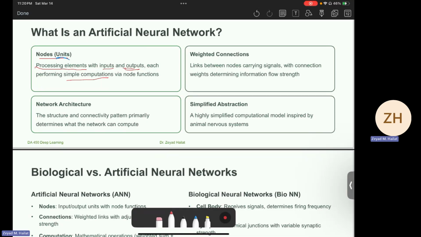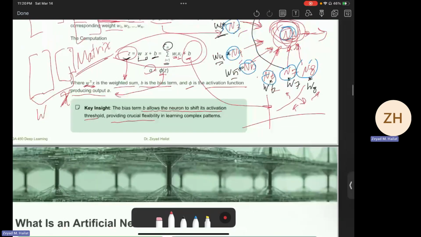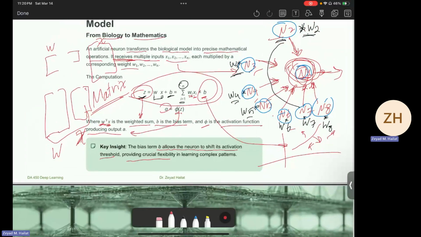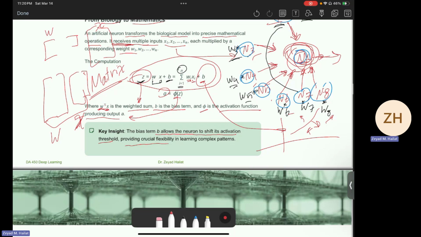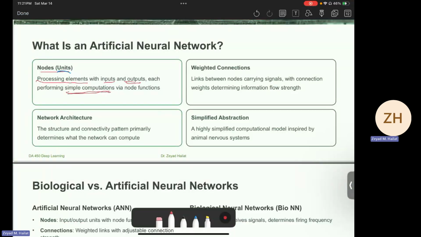So each one of them is performing simple computation. When I talk about simple computation, you have seen what happened in here is just multiplication and addition. We did not do any complicated mathematics. So each one of them is doing very simple, sometimes we call it primitive, computation via specific node functions. We are not performing any complicated mathematical computations in here. They are just primitive basic computations.